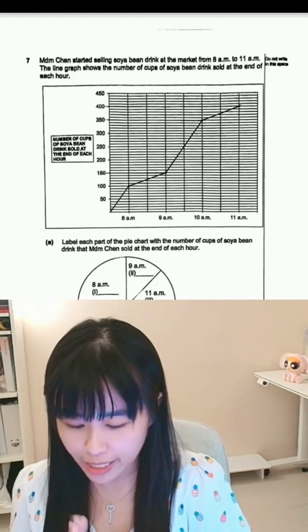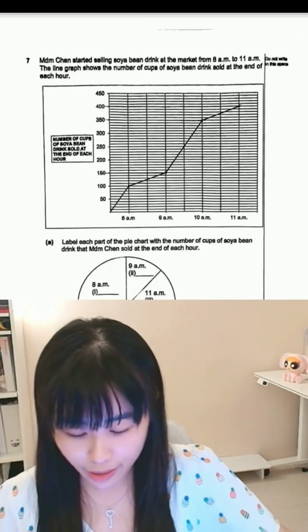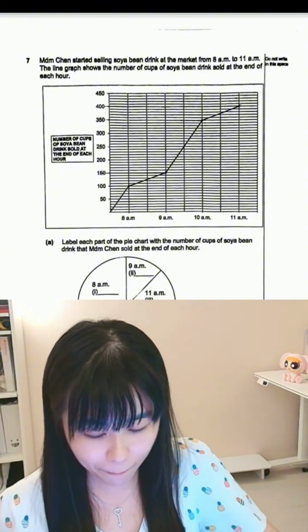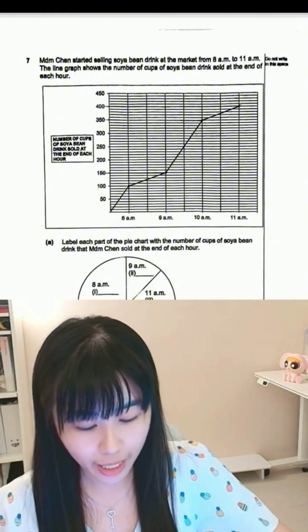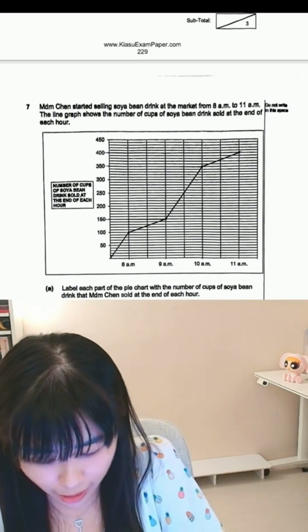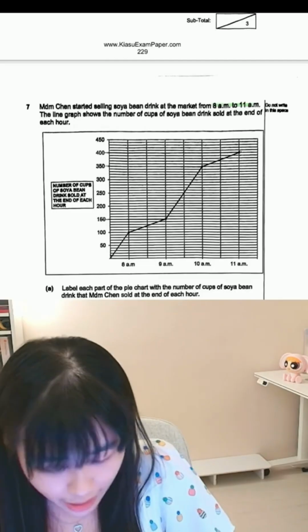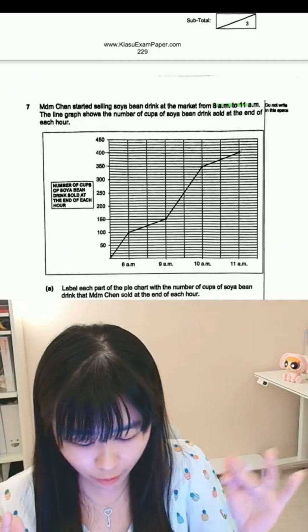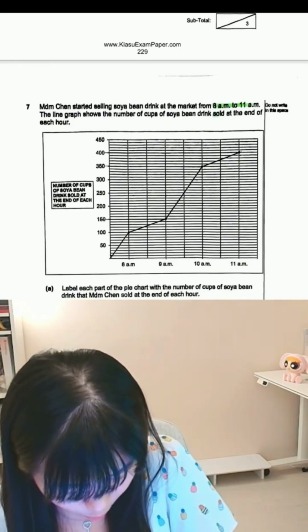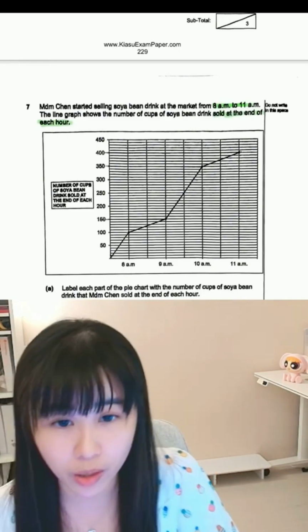Let's look at question 7. Okay, Madam Cheng started selling soya bean drink at the market from 8 a.m. to 11 a.m. Oh, I think you all cannot see, so let me know. 8 a.m. to 11 a.m. and the line graph shows the number of cups of soya bean drink sold at the end of each hour.